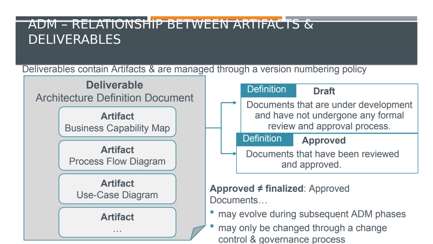The relation between artifacts and deliverables. Deliverables contain artifacts and are managed through a version numbering policy. Why should we have numbering policy for versions? For you to find out if this has been updated or not. So when you are to update or work on a document, you have to make sure that this is the latest one. And maybe you are working on a document that is a draft, or maybe it's an approved document, final document.